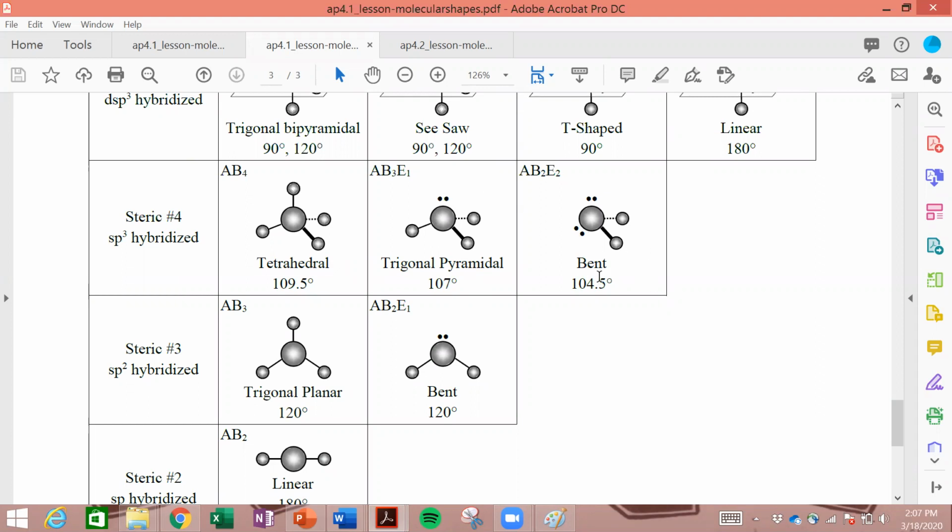And for the AP test, if you say any of these bond angles, they'll usually be a range, right? They don't expect you to memorize exactly 109.5 or exactly 104.5. If you say it within that range, 104 to 109 for sp3 hybridization, they'll accept that as a valid answer.